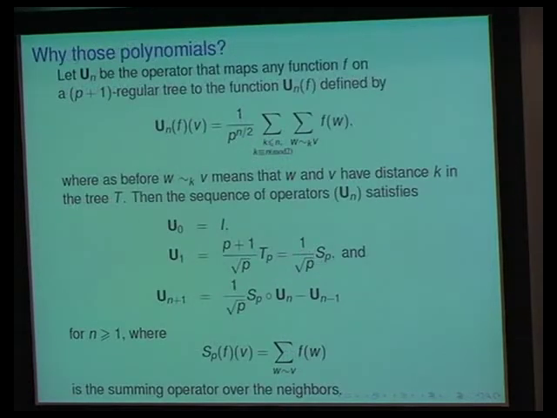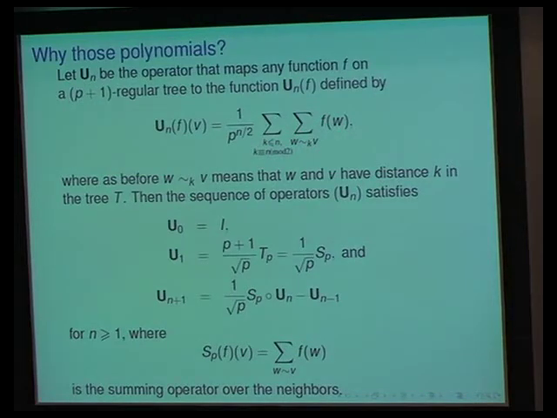Okay, so why the heck do we look at these polynomials? And here's the reason. Forget now the hyperbolic plane. Just look at the p plus 1 regular tree. Then you can define this operator U_n f at the vertex v is equal to some normalization, sum of all the k's less or equal than n, but k should have the same parity as n. And then you sum over all the neighbors at distance k from the vertex v, and you sum the value of the function at these distance k neighbors.